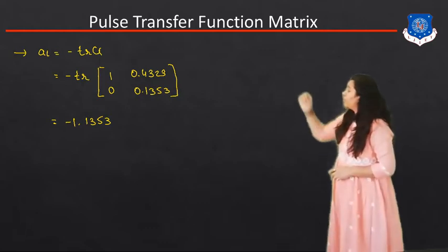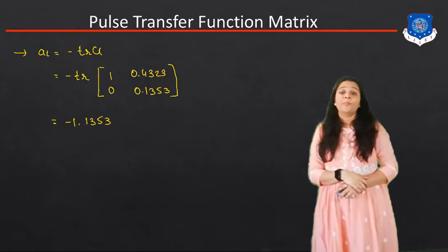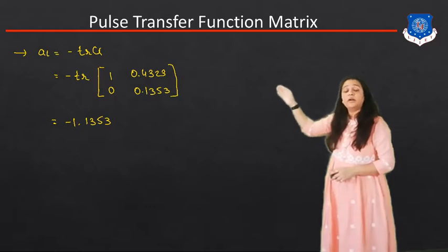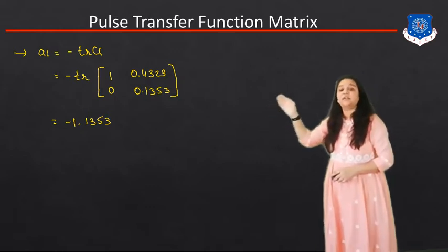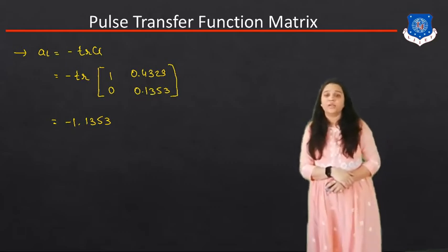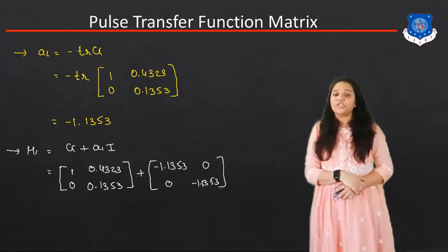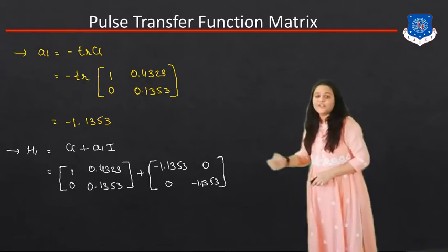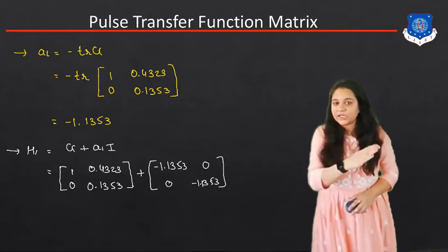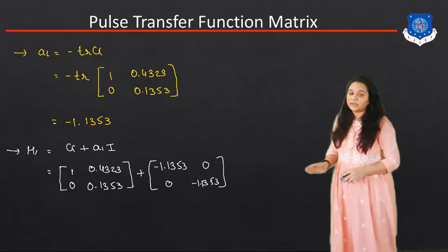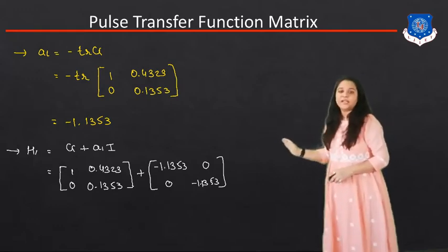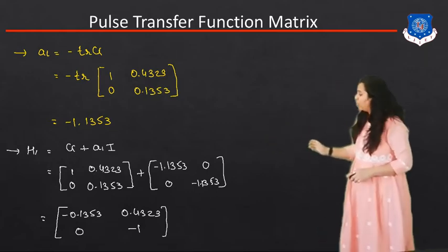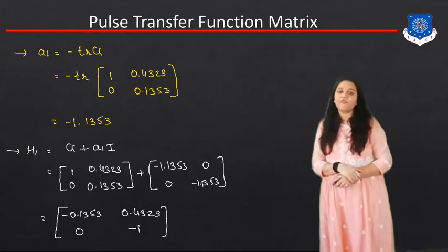So what is the equation of a1? a1 is equal to minus trace G. So put the value of the G matrix in this equation and take the sum of the diagonal elements, which is the trace. So we get -1.1353. Okay, now H1 is equal to G + a1 I. Put the value of G, plus multiply a1 with the I matrix, so we get [-1.1353, 0; 0, -1.1353]. Now simply we add these two matrices and we get [-0.1353, 0.4323; 0, -1]. So this is the value of H1.